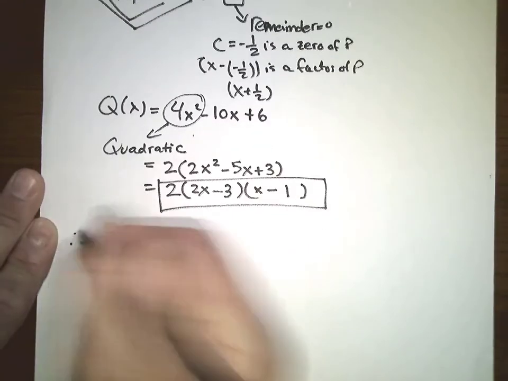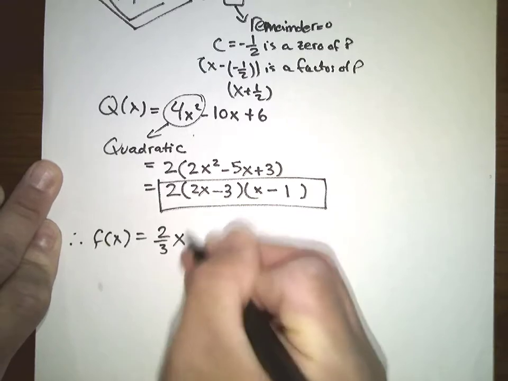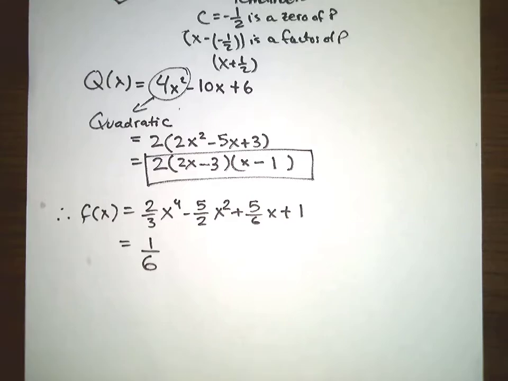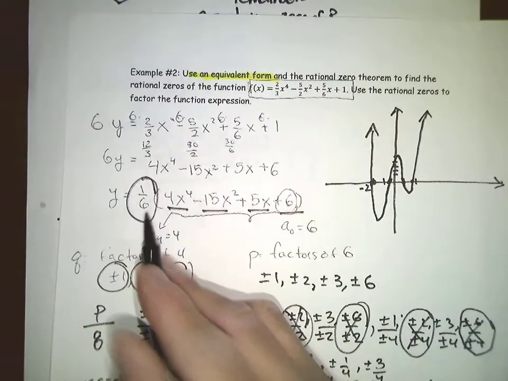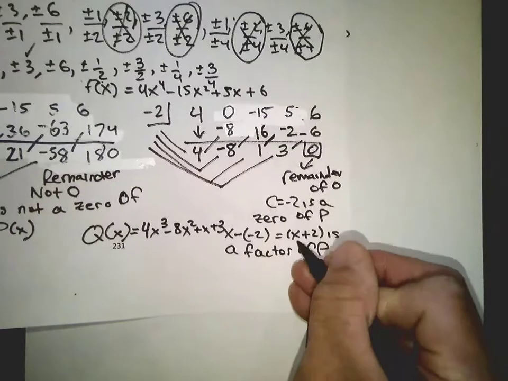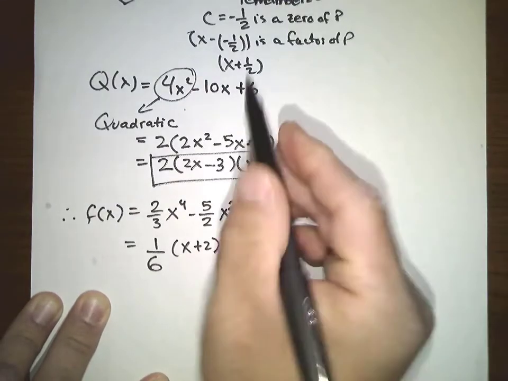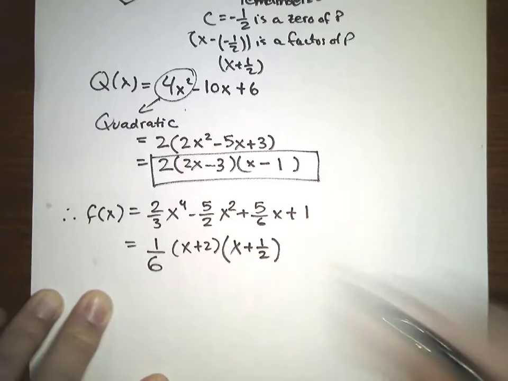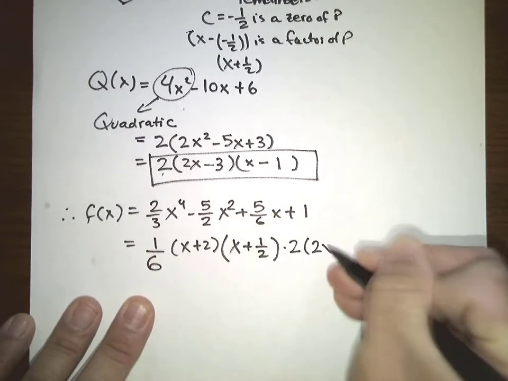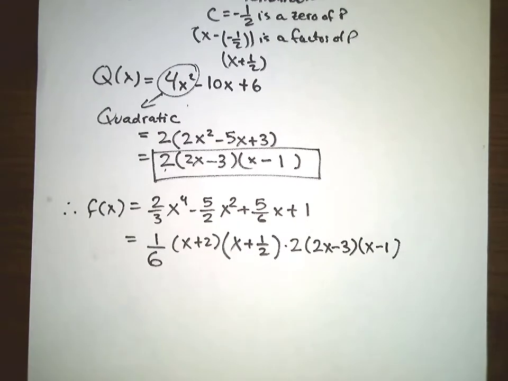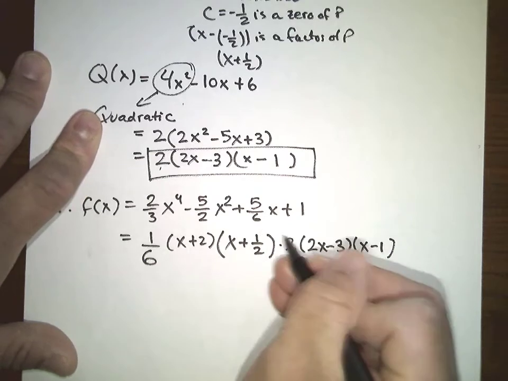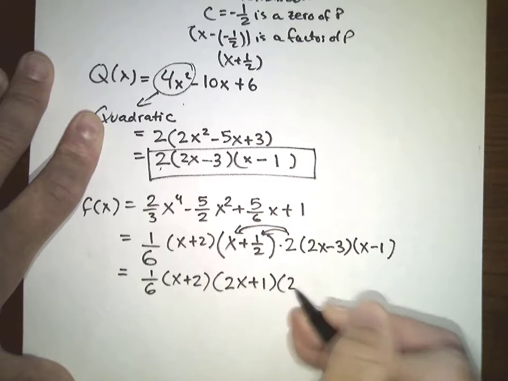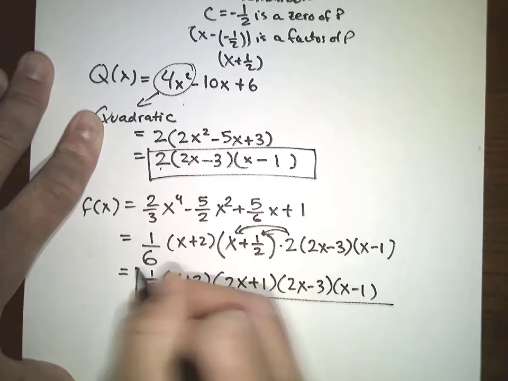So therefore, f of x, which equals 2/3 x to the fourth minus 5 halves x squared plus 5/6 x plus 1, will be the 1/6 that we had out in front here that you don't want to forget about. Then you had a factor of x plus 2, and then a factor of x plus a half, and then you had the 2, and then the 2x minus 3, and then the x minus 1. Again, it looks a little bit odd to have the fractions in here like this, so I'll distribute the 2 in here. So I'll have 1/6 times x plus 2, 2x plus 1, 2x minus 3, and then x minus 1. So there you go. That is the f of x.